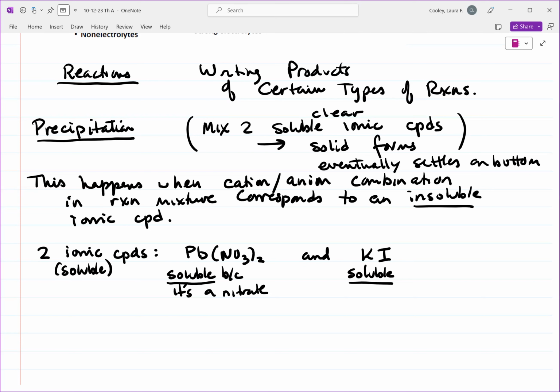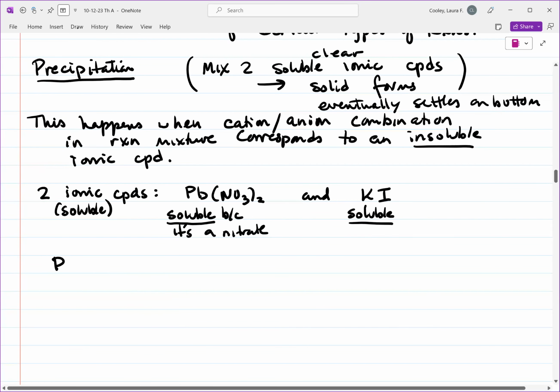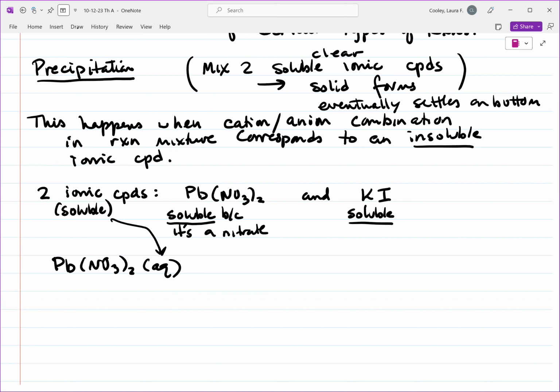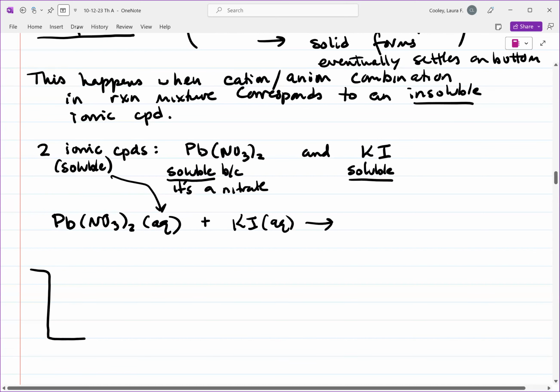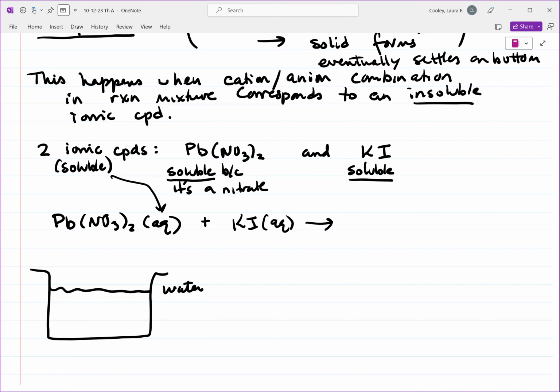So here we have two soluble ionic compounds. We mix them together. So let me write the reactants. Oh, I put aqueous, right? They're soluble, so I could put aqueous. And then I put an arrow. And now let's think about what's in the flask. Okay, so I'm going to draw a stupid little flask here. And there's water, of course. And we have lead ions. We have nitrate ions. We have potassium ions, and we have iodide ions.